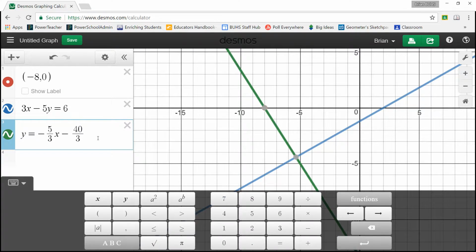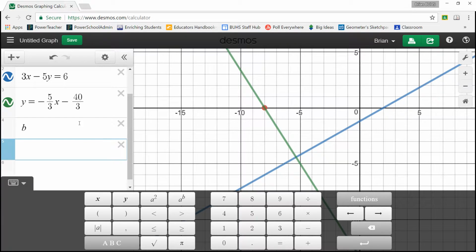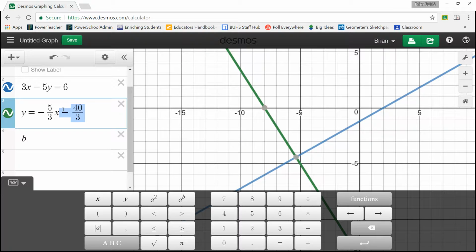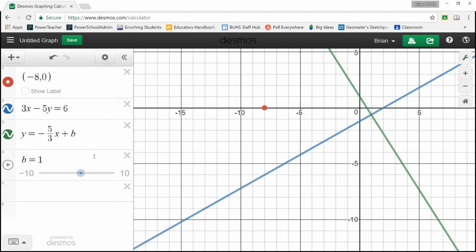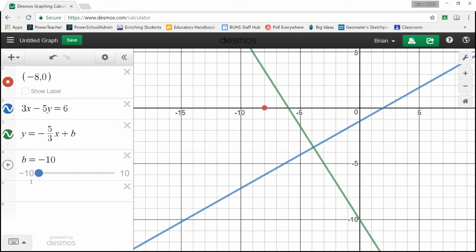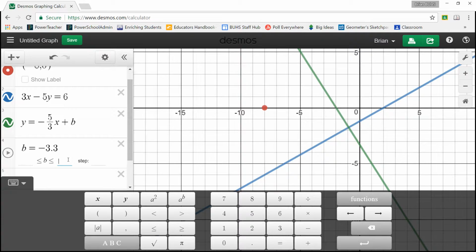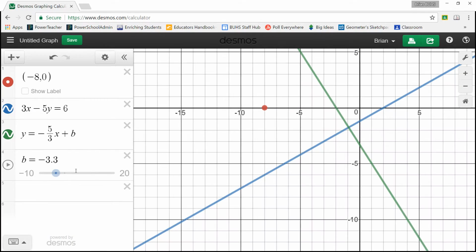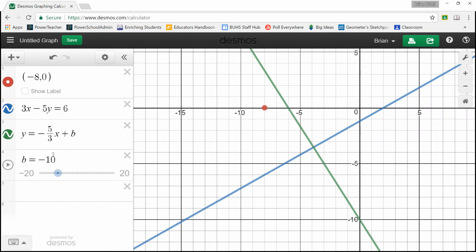Actually, check this out. Can I do this? Plus b. Add slider. There we go. And notice, look at this, I can actually slide that around. I just write an equation that has a variable in it, and then there's a button that shows up that says add slider.